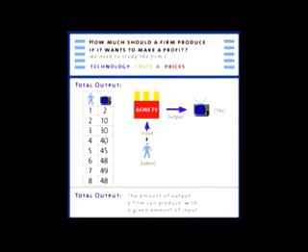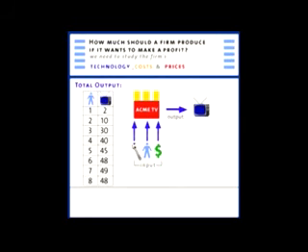Whenever we describe the total output relationship in economics, we are usually talking about the short run. The short run is a period of time that is so short that you can only vary one or a few of your inputs.